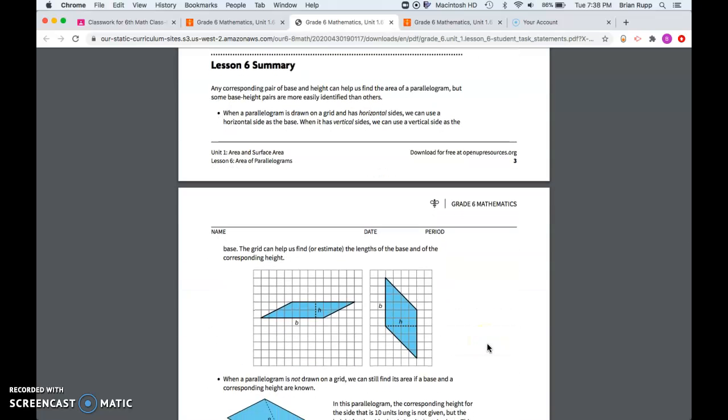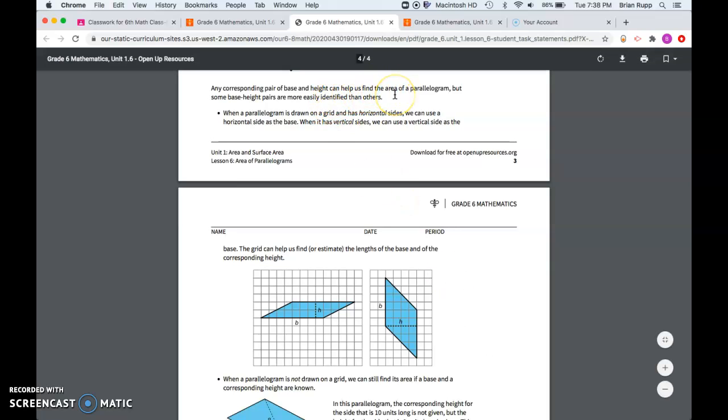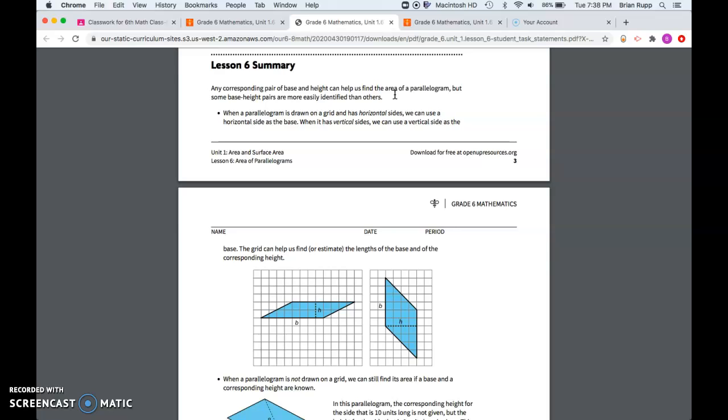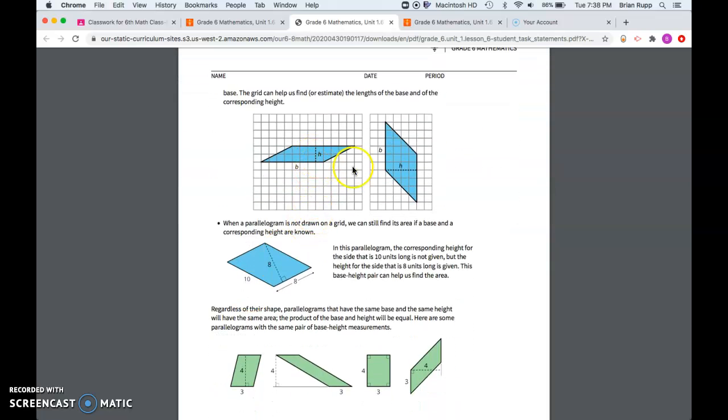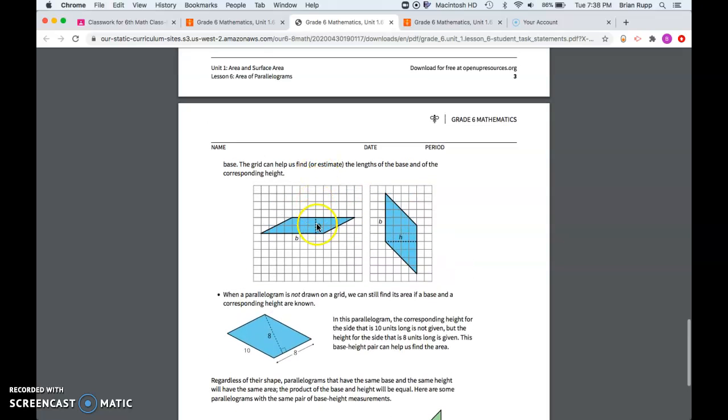So in summary, any corresponding pair of base and height can help us find the area of a parallelogram. However, some bases and heights are just a lot more easily identified. When we have grid paper like this, if the horizontal line is drawn on the grid like that, we can use that as our base and then find the height like that. Or sometimes it's drawn vertically, that could be our base and we could use this for our height like that.